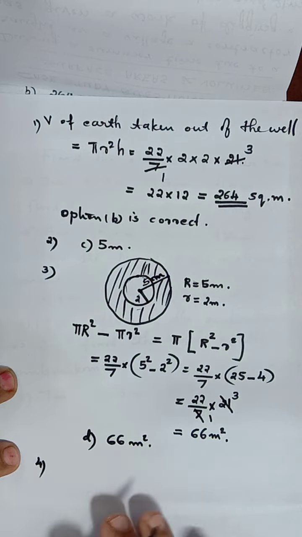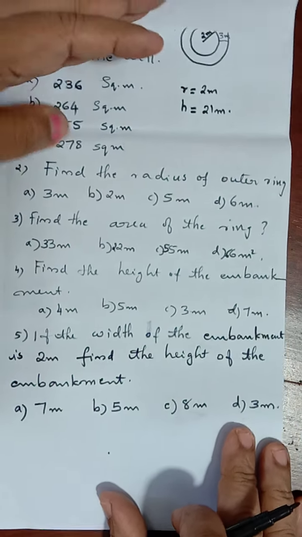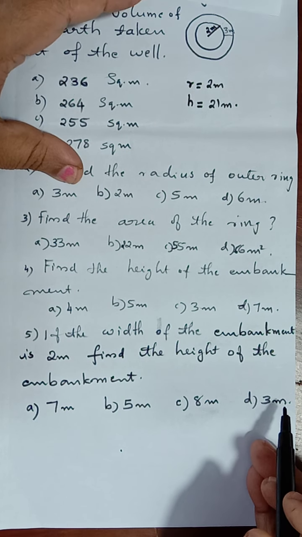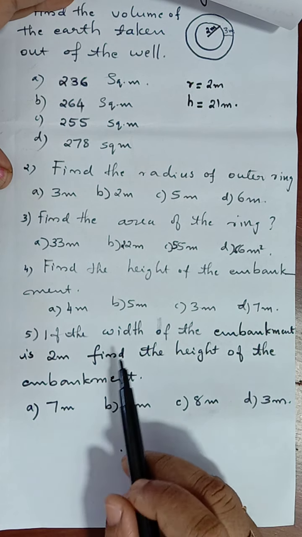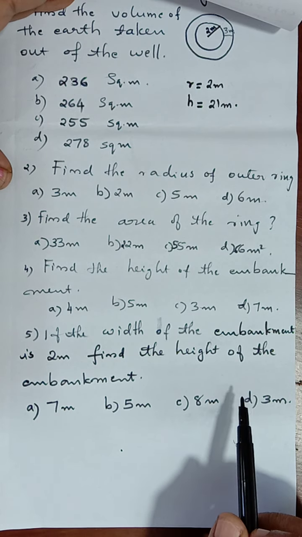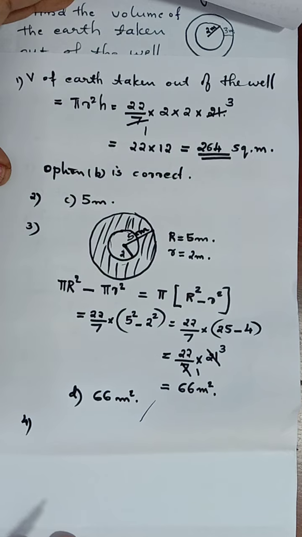Now let us move on to question number 4. Now see question number 4. Find the height of the embankment. Options are 4 meter, 5 meter, 3 meter, 7 meter. So how to get the height of the embankment? Here we have found out the area.